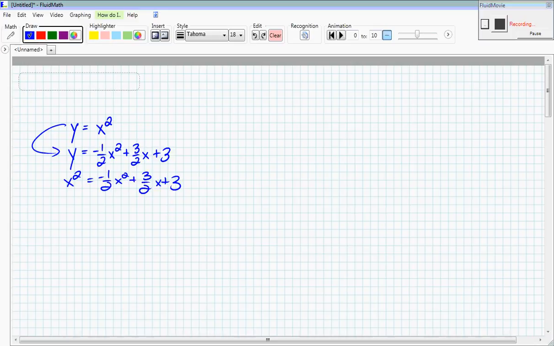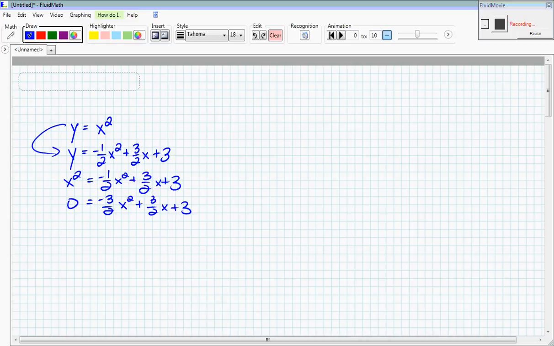Now because we're finding the zeros of this quadratic function, we want to set this equal to 0. When we do, we subtract x squared from both sides, giving us negative 3/2 x squared plus 3/2 x plus 3. Now because this is an equation, we can multiply or divide through, as long as we do the same thing to both sides, and this equation will remain balanced. You don't have to do this. In order to solve, you could use either the quadratic formula or something else. I'm actually going to factor.